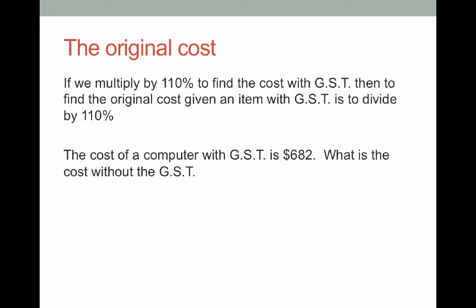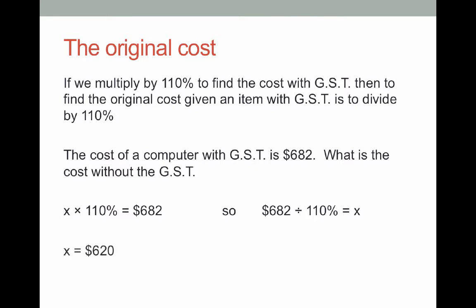We can't just do 682 take away 10%. It won't work. We also can't find 10% of 682 and subtract it. Here's why. If I want to find the original amount, what I could think about is that the original amount times 110% would give me my final result. So some number, that's the cost that we're trying to find, times 110% will give me $682. So if I want to work out what X is, I've got to go backwards. I've got to start with $682 and now divide by 110%. That will give me my X.